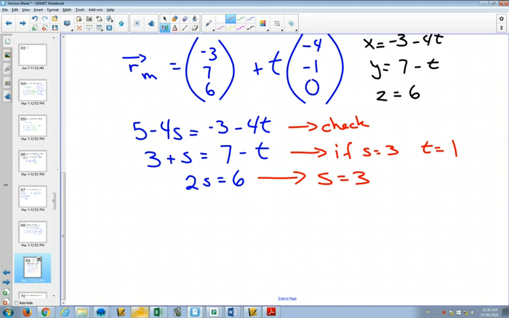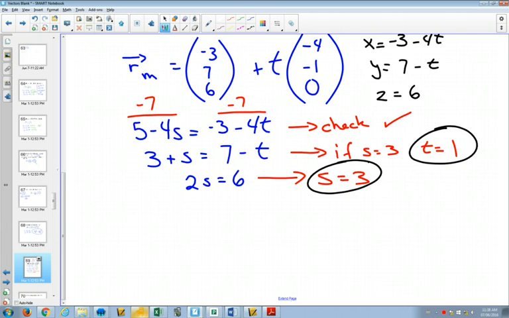We need to check to make sure the last one actually works. When s is equal to 3, does t equal 1? Well, when I plug in s equals 3 into this side here, I'm going to get negative 7. And when I plug in t into this side, I get negative 7. So when I check it, yes, it does work. So we know that s is equal to 3 and t is equal to 1.